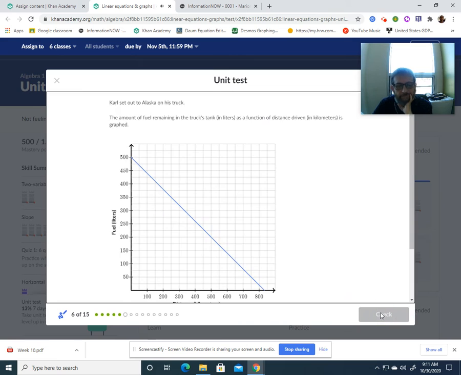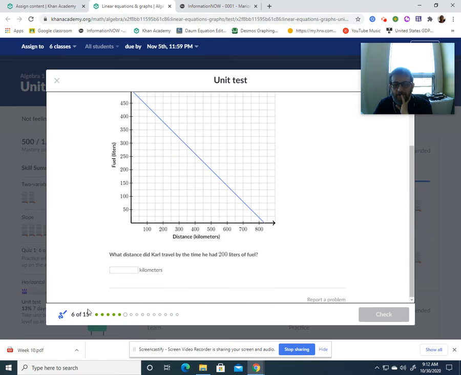Carl set out to Alaska on his truck. The amount of fuel remaining in the truck's tank in liters as a function of distance driven in kilometers is graphed. Okay, so he started out with 500 liters of gasoline, and then it went down till he ran out of gasoline. What distance did Carl travel by the time he had 200 liters of fuel left? Okay, so 200 liters of fuel is right here. If you go over, he had traveled 500 kilometers.